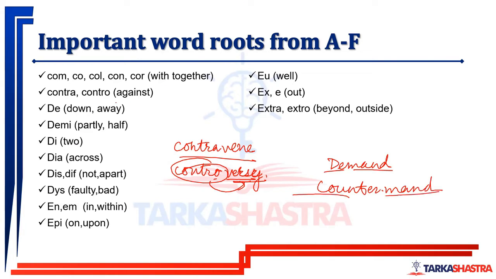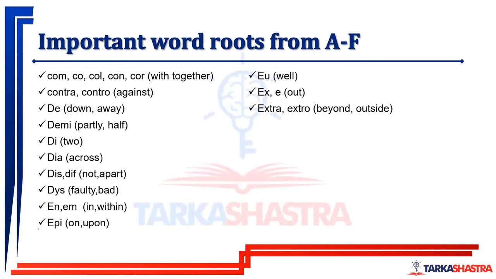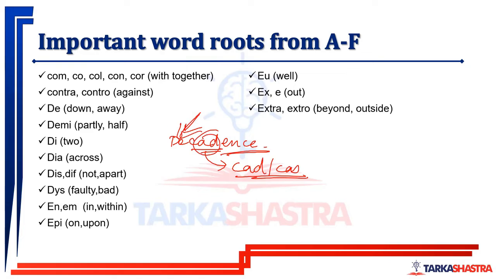Next, de. Again, we have the option of de. De means down or away. Debase, decadence. Cad means fall. Okay. Decadence. Cad means to fall. Cad or cas means to fall. So when we say decadence, to fall down from somewhere. Okay. Decadence. Decant. Decant means to pour off. Decant, pour off. We're talking about de, right? Decadence, decant, and demolish, deter.